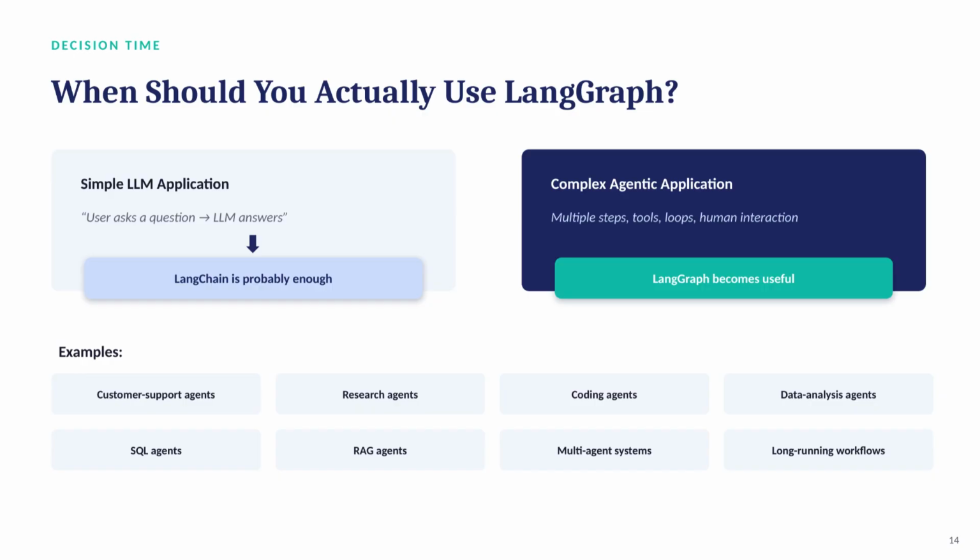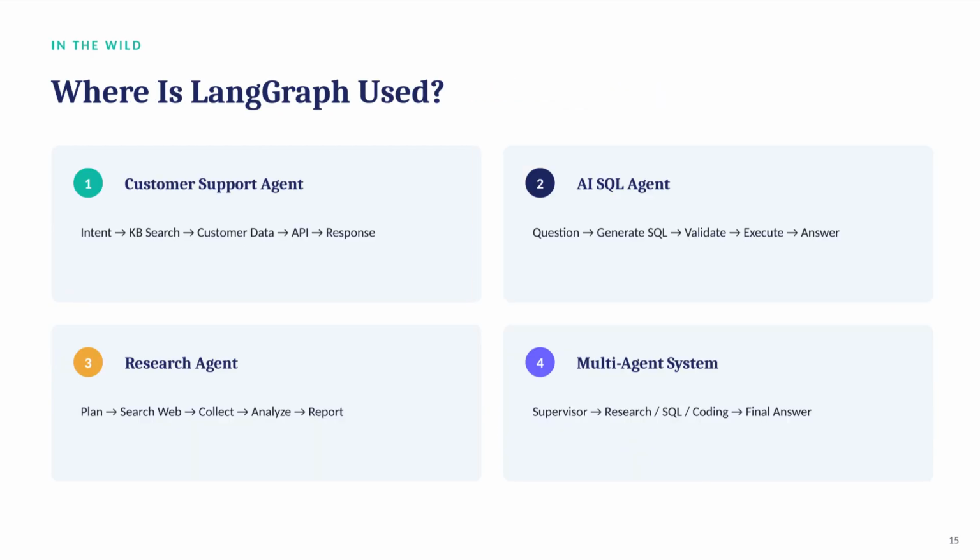So, when should you actually reach for LangGraph? If your application is as simple as user asks a question, LLM answers, you probably don't need it. But the moment your application needs multiple steps, state, decisions, tools, loops, or human interaction, LangGraph becomes genuinely useful. That covers things like customer support agents, research agents, coding agents, data analysis agents, SQL agents, RAG agents, multi-agent systems, and long-running business workflows.